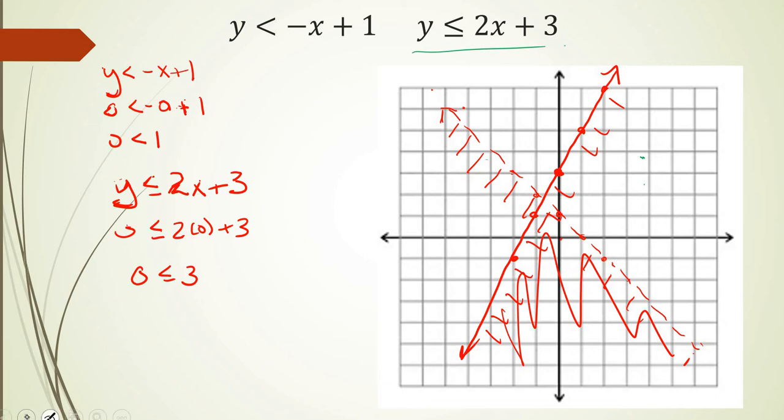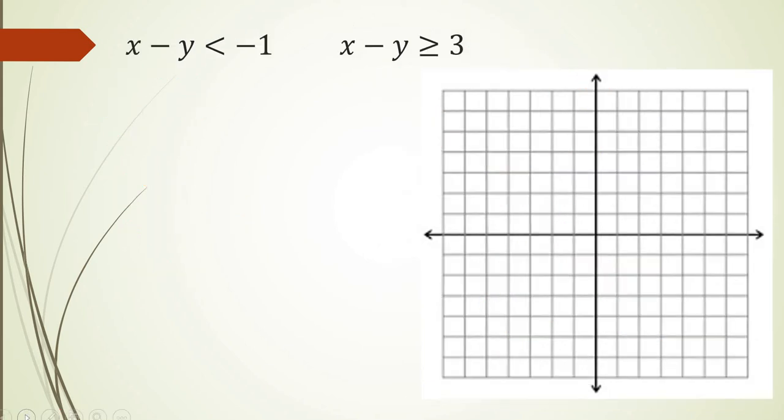Now the second example is a little different, so don't skip over this one. So x minus y is less than -1. The first thing I'm going to do is subtract x from both sides so that I can put this into y equals mx plus b. Then I'm going to divide everything by -1, and don't forget you've got to flip that inequality then.